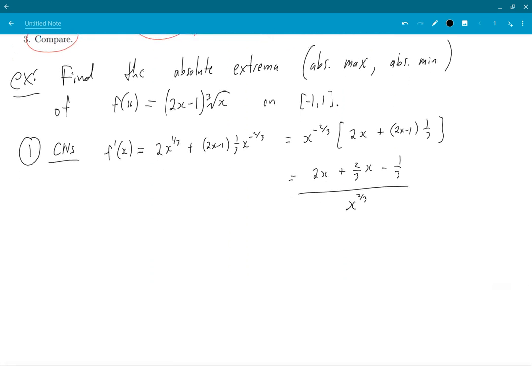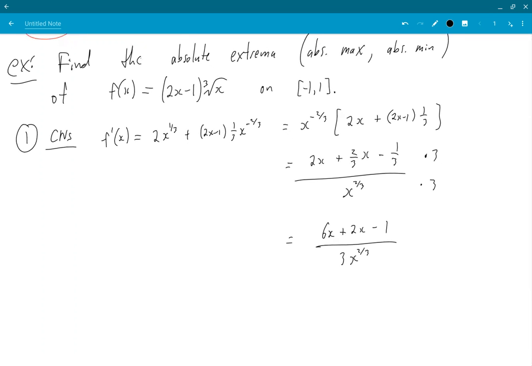So what does that give me? Multiply both the top and the bottom by 3, just to clear the fractions. 6x plus 2x minus 1 over 3 x to the 2/3. Then we get 8x minus 1 over 3x^(2/3). There it is.